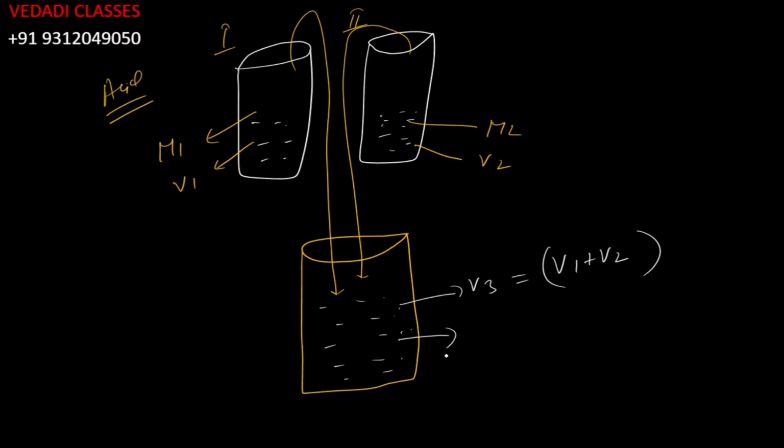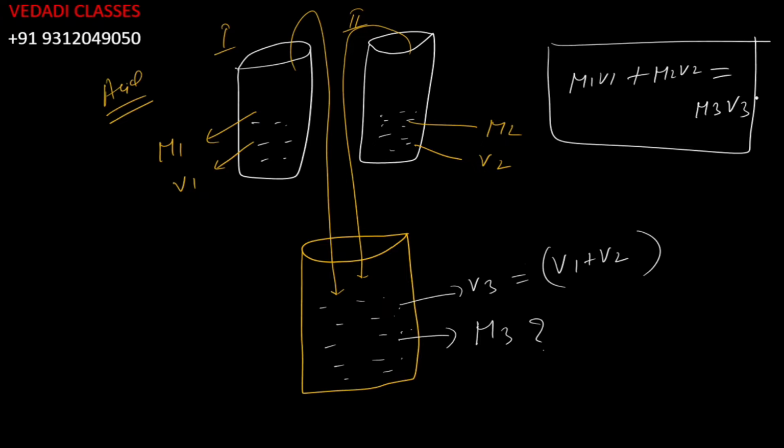But what about the molarity? So what will M3 be, and how will we get it? There is one more formula with the help of which you can find the relation, and that is M1 V1 plus M2 V2 is equal to M3 V3. Now, V3 is easy to find out, because V3 is V1 plus V2. So this is one more formula you have.